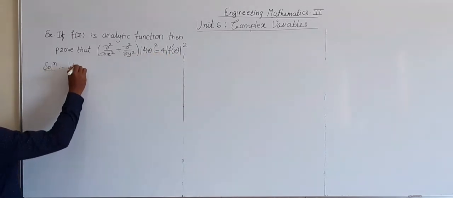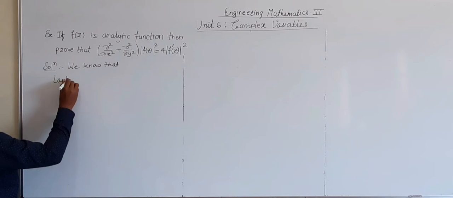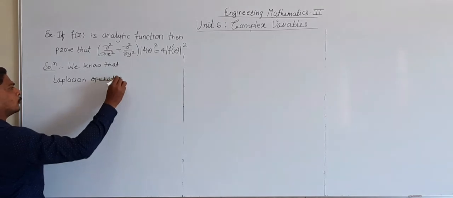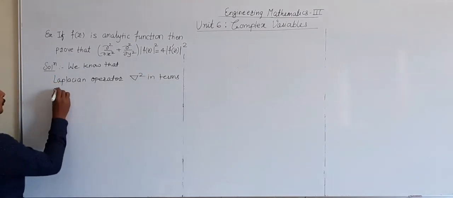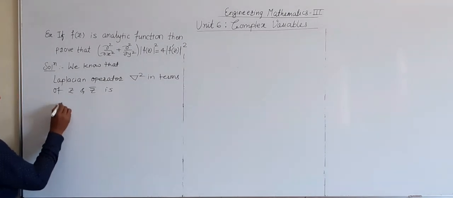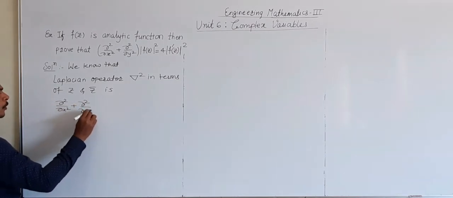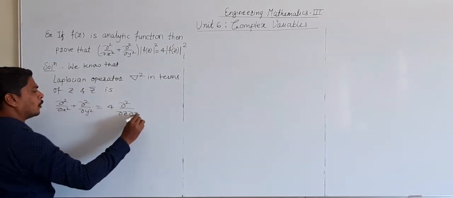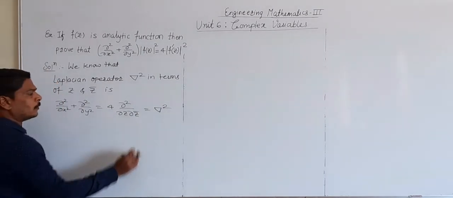So, we know that the Laplacian operator del square in terms of z and z bar is ∂²/∂x² + ∂²/∂y² equal to 4 times ∂²/∂z∂z̄, which is equal to del square. So this is the Laplacian operator in terms of z and z bar.